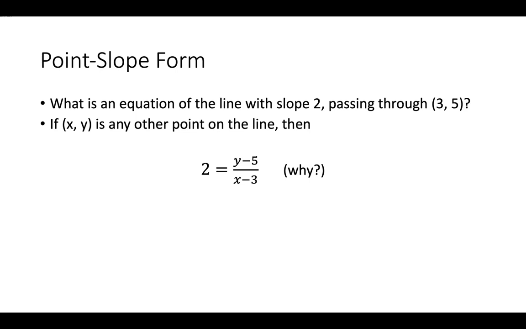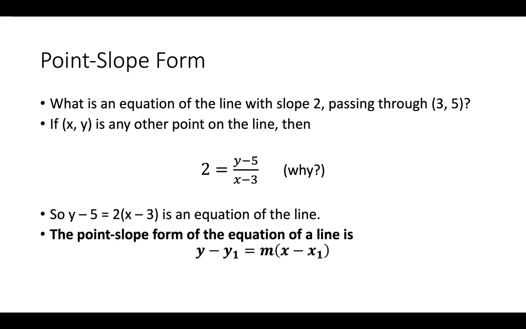And now if I clear the fractions by multiplying both sides by x minus 3, I get y minus 5 equals 2 times x minus 3. So that is a perfectly legitimate equation of that line. It's not written in slope-intercept form. In fact, we call this form point-slope form. So this is another formula. The point-slope form of the equation of a line is given by the formula y minus y1 equals m times x minus x1.